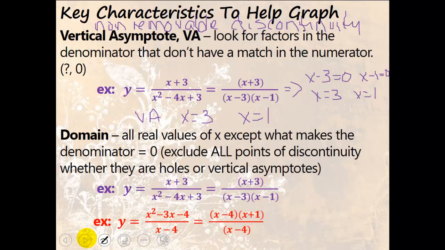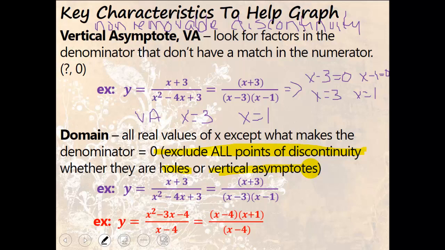The domain, we talked about it. It's all the real values of x except what makes the denominator equal to 0. You must exclude all of the points of discontinuity, whether it be a hole or a vertical asymptote. So you want to go back to your original factored form before you canceled anything out.